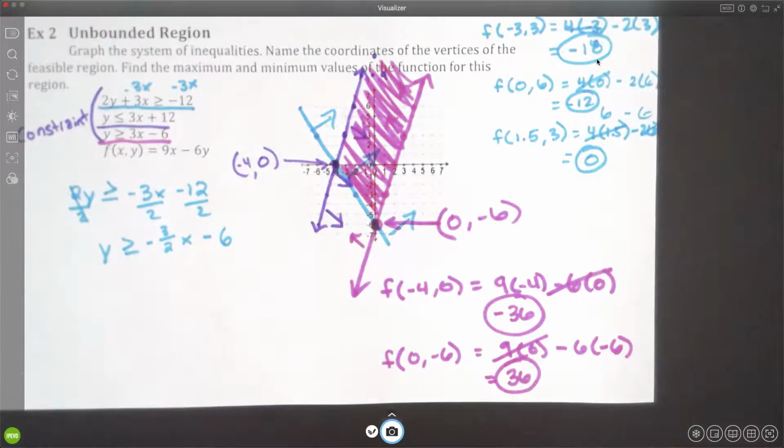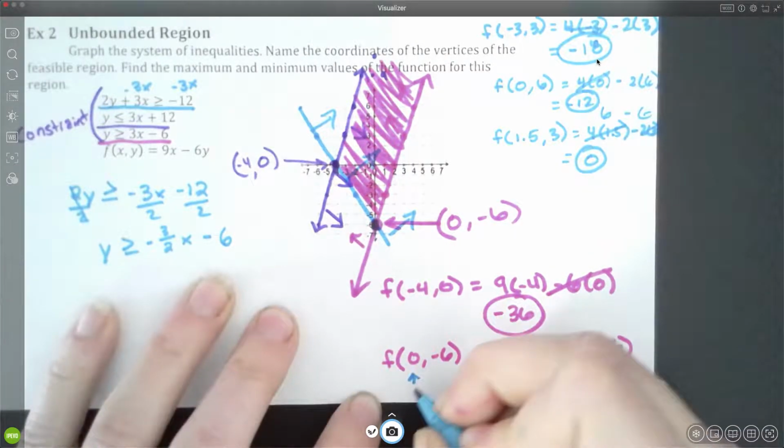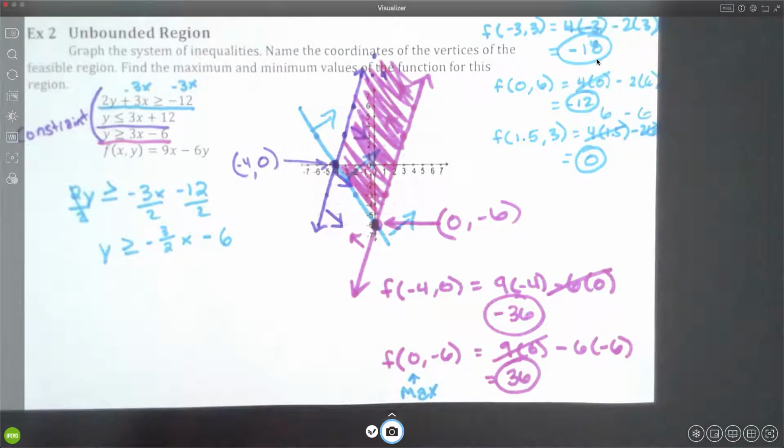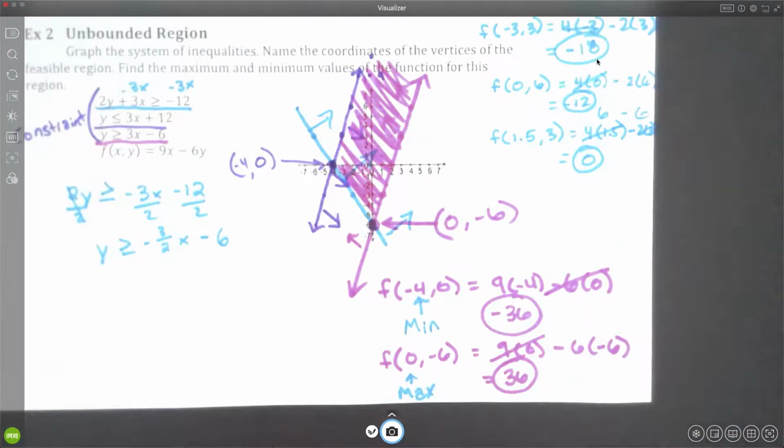So which one is going to give me a maximum? Yep, this one is my maximum. That combination will give me a maximum. So if I'm trying to maximize profit, I want to do this combination. But if this is actually representing cost, I want to use this combination because that will give me the minimum cost. Does that make sense?